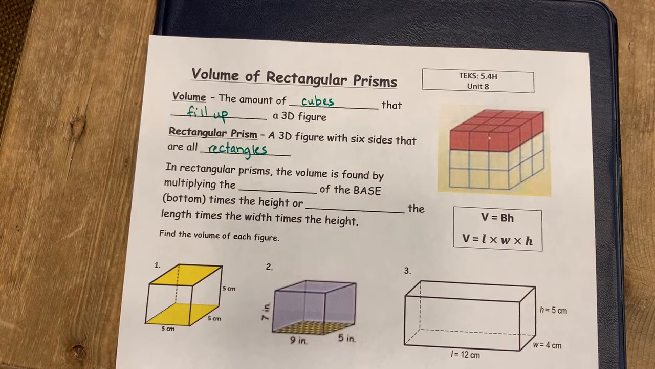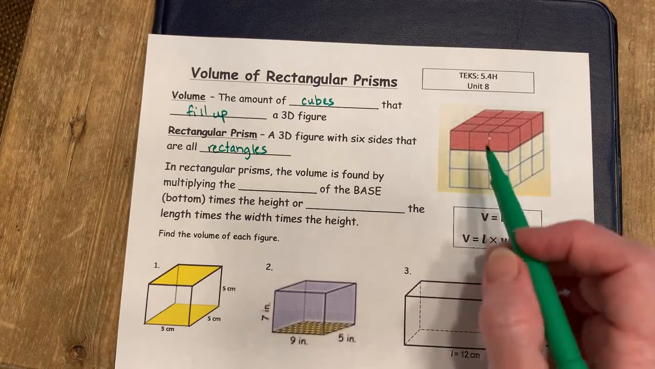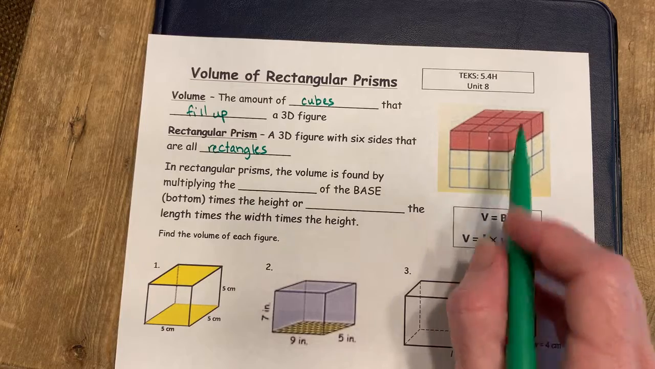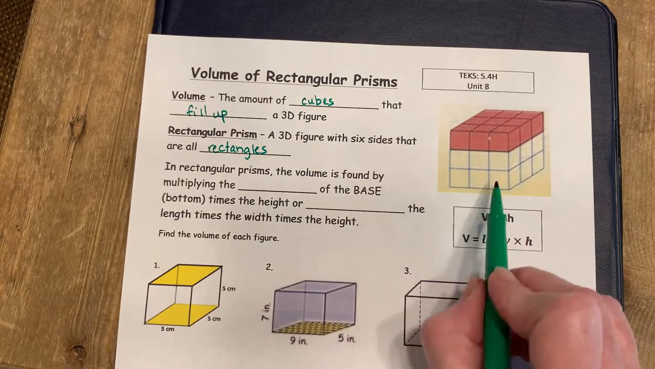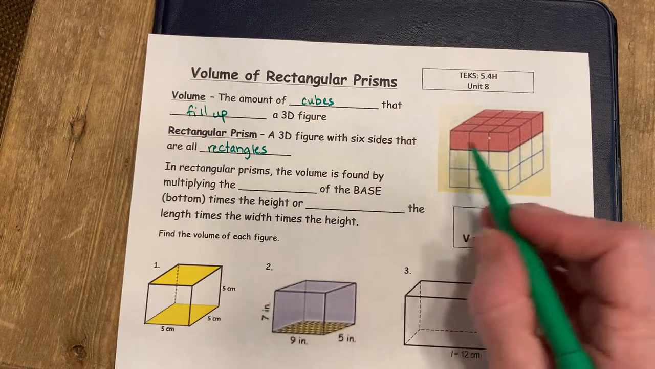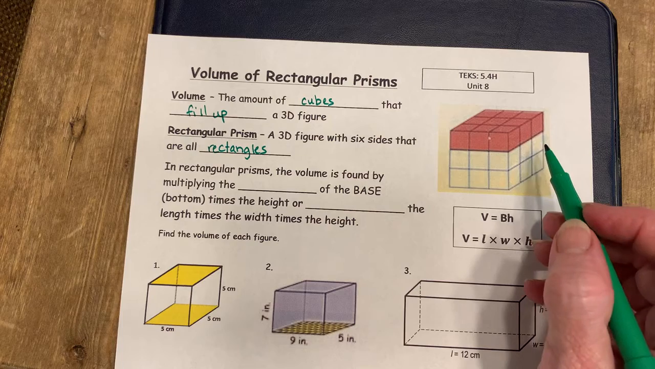So any 3D figure that has 6 sides that are all rectangles, that's what we're finding the volume of today. And you can see from the picture, this is a rectangular prism. I can see that the top is a rectangle, so the bottom will be too. I can see that this front part is a rectangle, so the back will also be a rectangle. And I can see that the opposite sides are going to be the same, and they're both rectangles. So this is a rectangular prism.